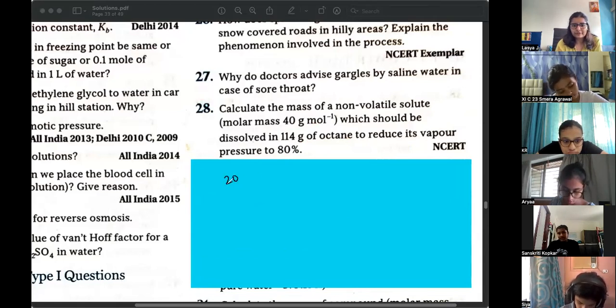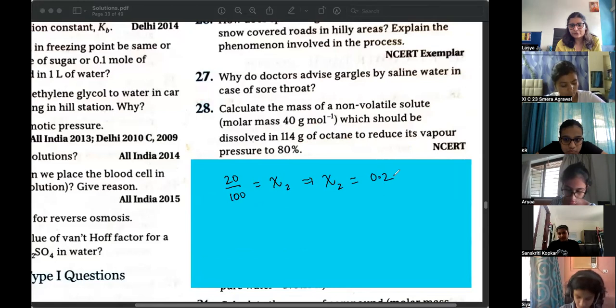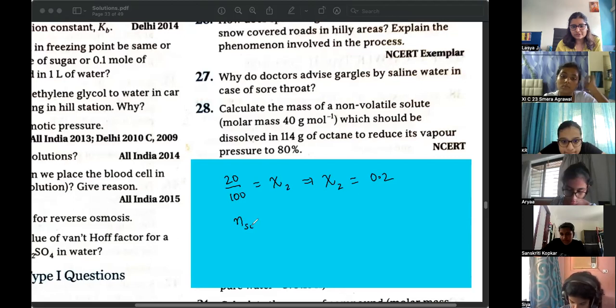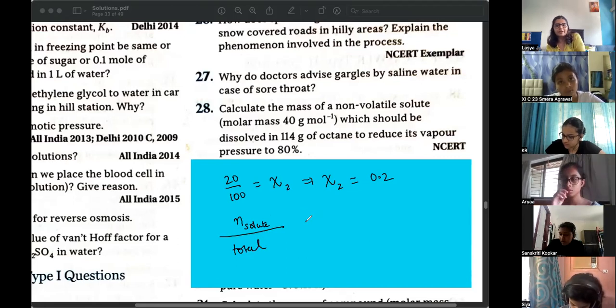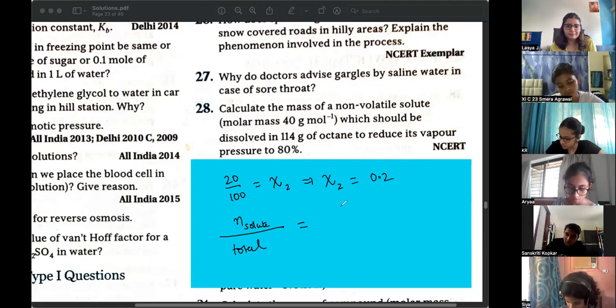Okay. So 20 by 100 is equal to the mole fraction of the solute. So mole fraction of solute, I got it as 0.2. Now, what is mole fraction? The number of moles of the solute divided by the total. So that will be equal to number of moles of solute, which we don't know, divided by n plus 1, is equal to 0.2.